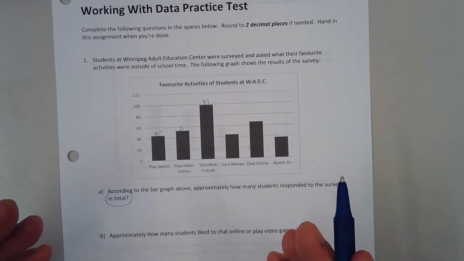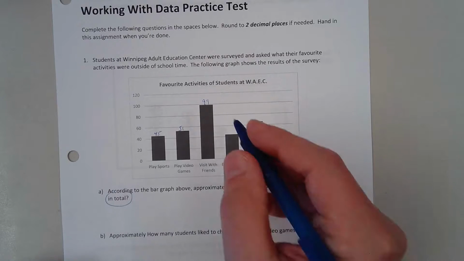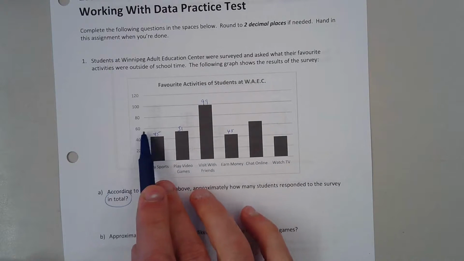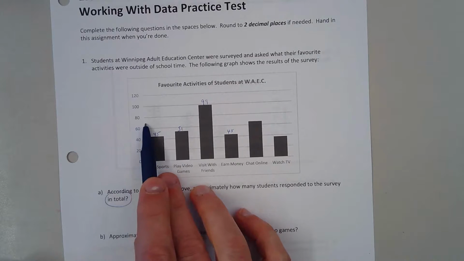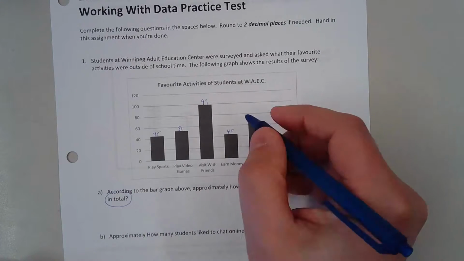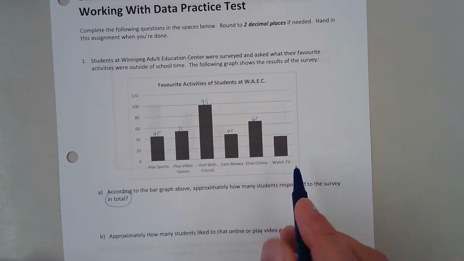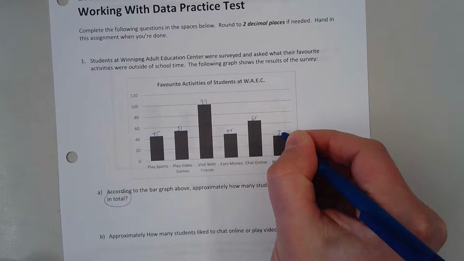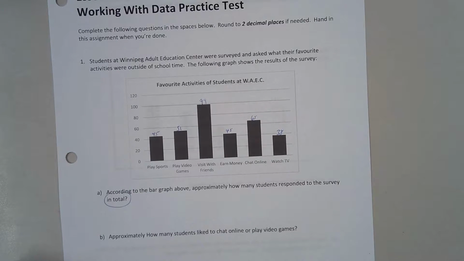Yeah, I could use a ruler and see if they look the same. They look the same visually. I'll just call it 45 again. Chat online, 60, 70 would be there. 65? Watch TV, 38, sure.